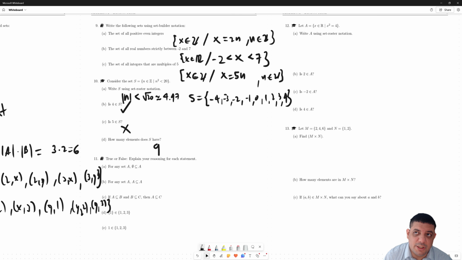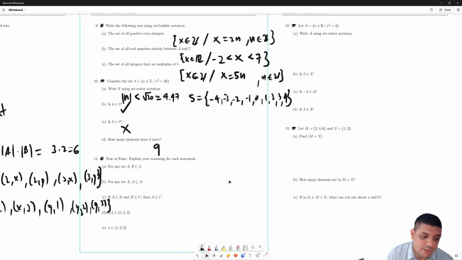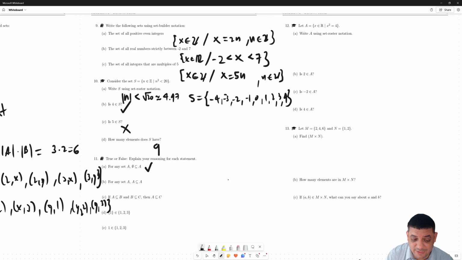Okay. Question 11. True or false? For any set A, the empty set is a subset of A. Yes, this is true. The empty set is in any set. For any set, A is a subset of itself. This is true. Remember, all the elements from here are also here, so that's going to work out.